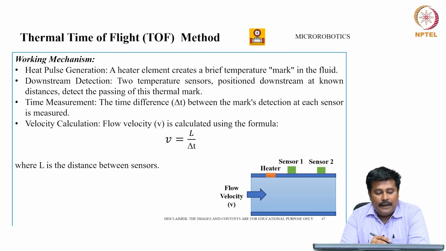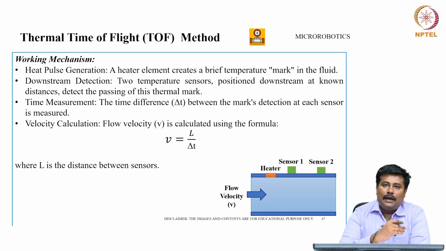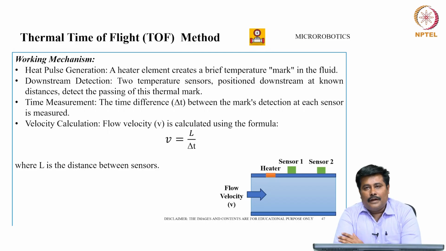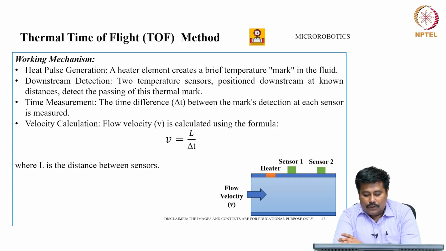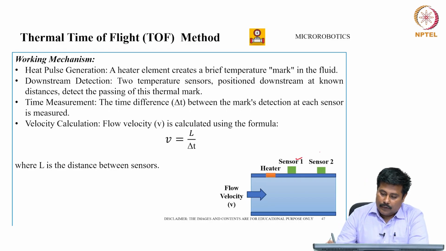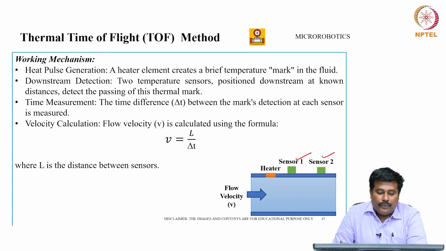In the case of a thermal based time of flight process, when we consider the working mechanism, there is heat pulse generation, that is, a heater element creates a brief temperature mark in the fluid. For the downstream detection, two temperature sensors are positioned at a known distance downstream and detect the passing of this thermal mark.